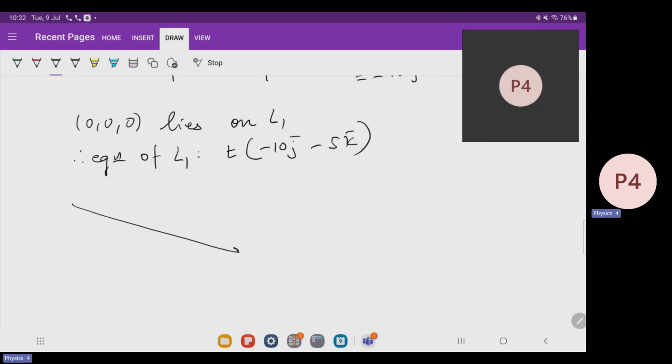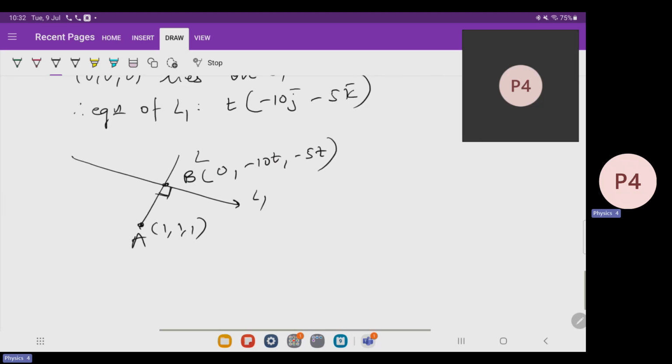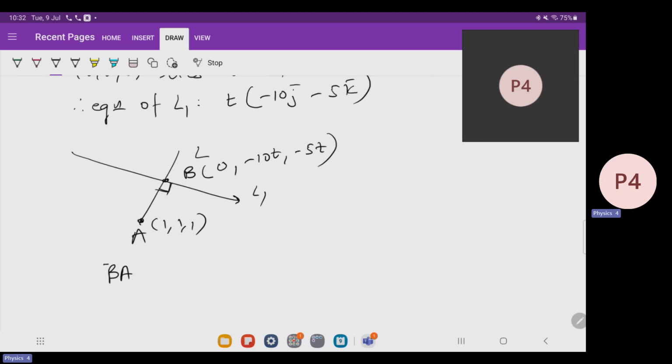Now we have L1, and we have a line L, which is perpendicular to L1 and it is passing through (1, 1, 1). Let us take this point as A. Now if I take this point as B, since B lies on L1, B will be of the form (0, -10t, -5t). Now what would be BA bar? BA bar would be i bar plus (1 + 10t) j bar plus (1 + 5t) k bar.